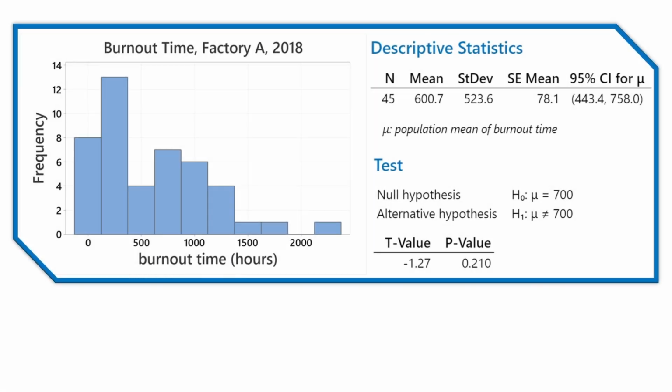So we can see the distribution for individual burnout times is heavily skewed to the right, as it says in the scenario description. We have Minitab output of all kinds. We can see what the hypotheses are for the test. We can see that it's a two-tailed test. The parameter of interest is the population mean burnout time.